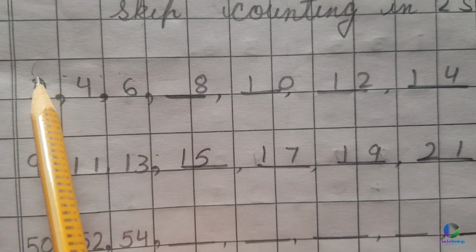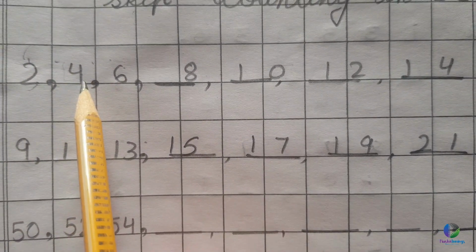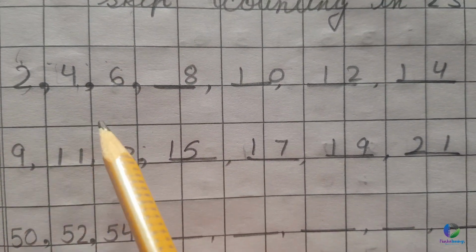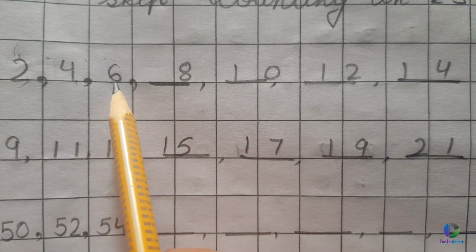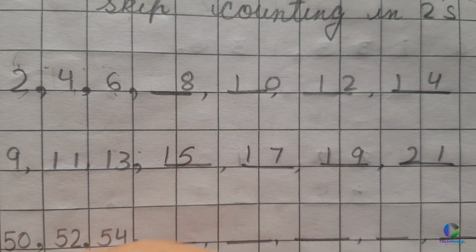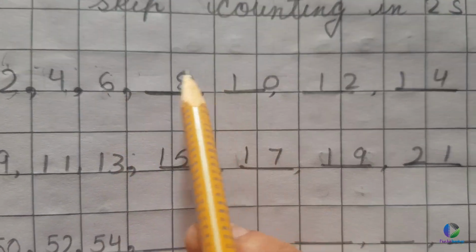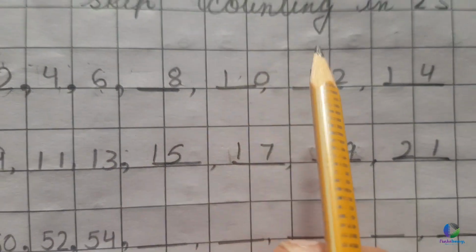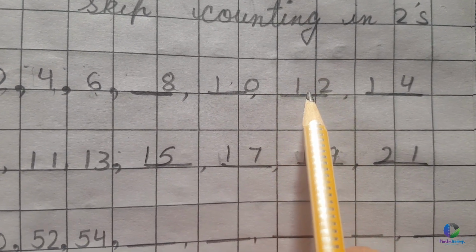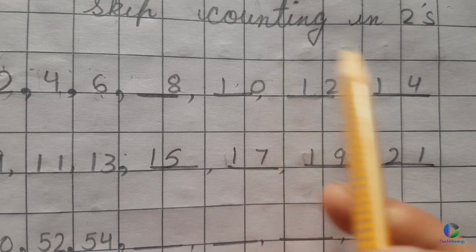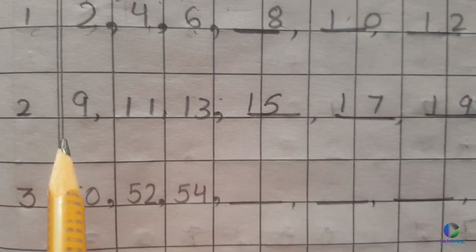आपको अपने mind में skip करना है. What comes after 2? 3. Skip that. Then 4 is written over here. Then what comes after 4? Quickly tell me. 5. Skip that. 6. Then what comes after 6? Quickly. 7. Good. Skip. Then 8. Again skip 9. Write down 10. Again skip 11. Write down 12. Again skip 13. Then 14. Very good. Now next question.